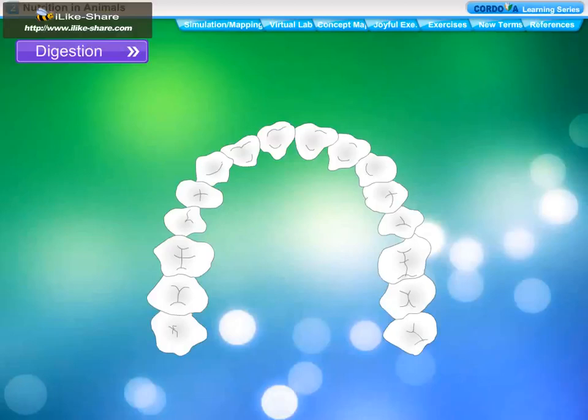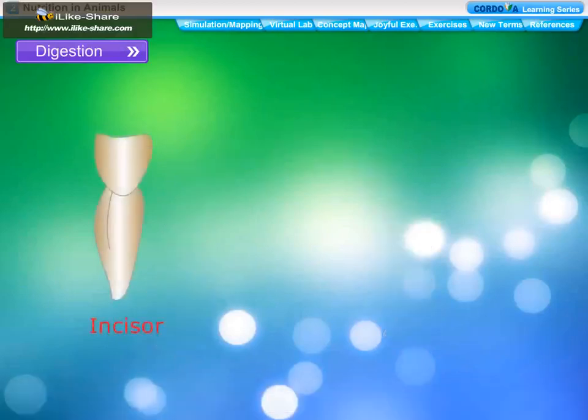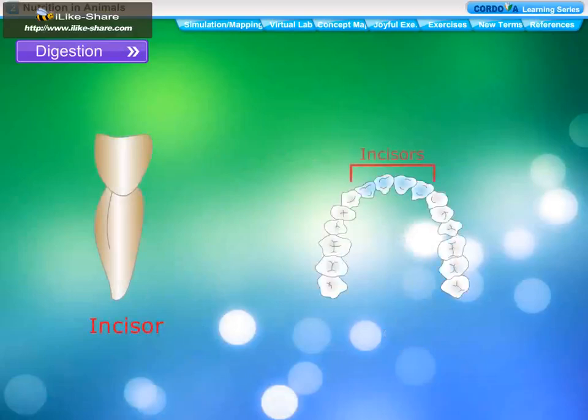Each tooth is rooted in a separate socket in the gums. Our teeth are of different shapes and carry out different functions. Based on their structure and function, teeth are of 4 types. Incisors, cutting teeth. These are 4 flat and blade-like teeth present in the front part of each jaw. These teeth are used to bite and cut the food into small pieces.